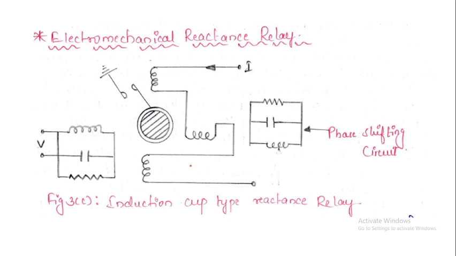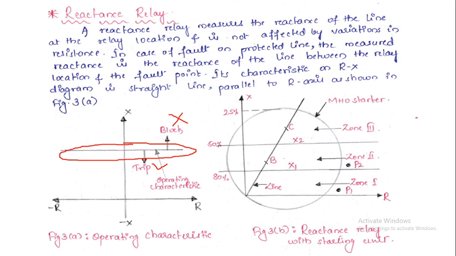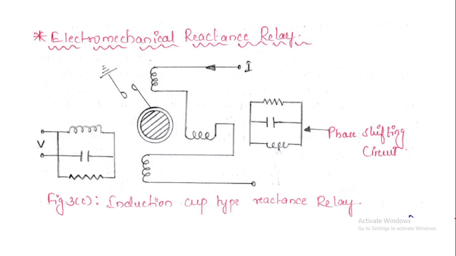This characteristic we will explain later. So this is a reactance relay with a starting unit characteristic. Later we are going to discuss this. Now the construction of the reactance relay, considering an electromechanical reactance relay. Again, an induction cup type reactance relay we are considering here.